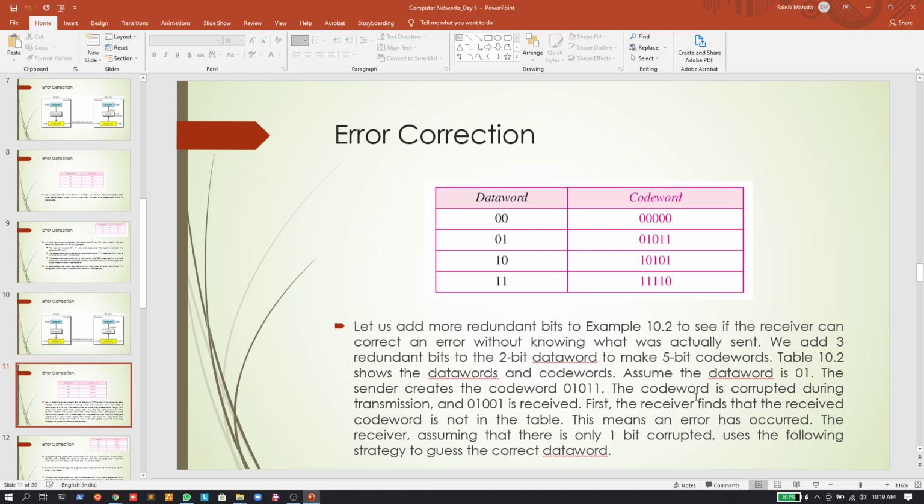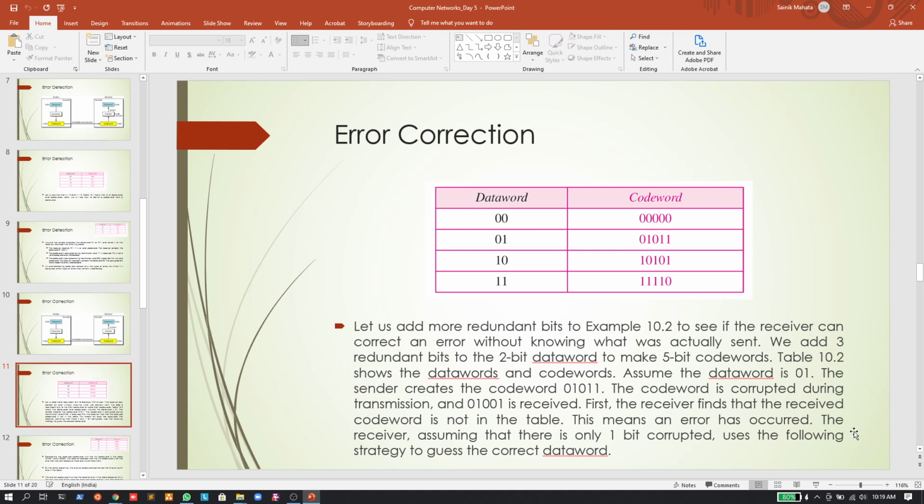During the transmission, the code word is corrupted, and 0 1 0 0 1 is received, for example. So what will the receiver do? The receiver will find that the received code word is not in the table. We can see that 0 1 0 0 1 is not in the table, so the receiver will say that this is erroneous data, which means that an error has occurred.